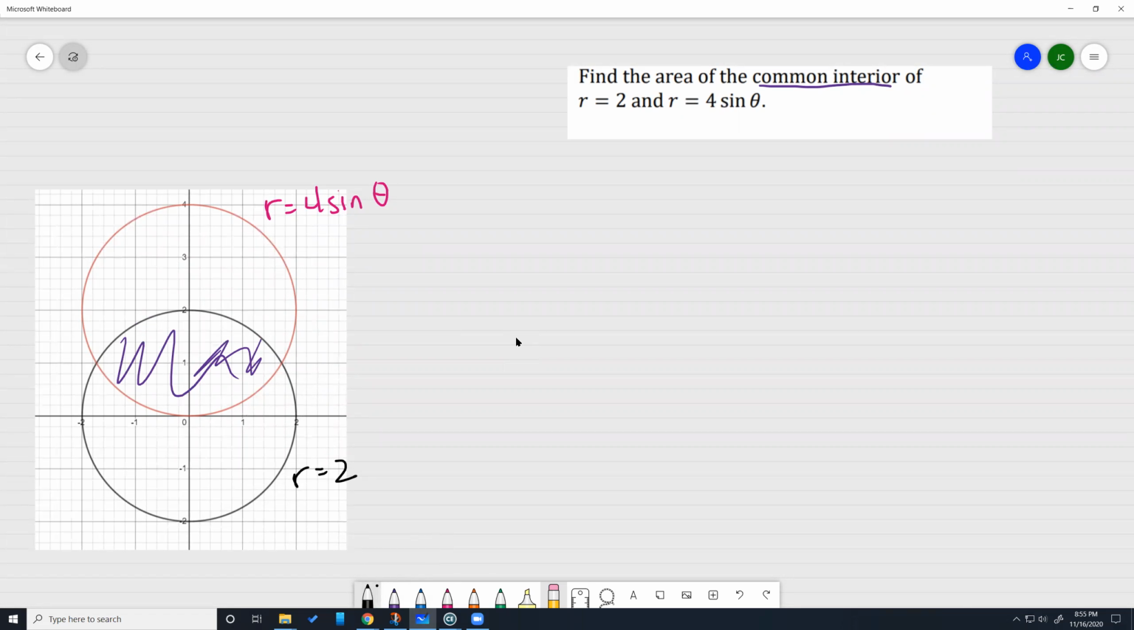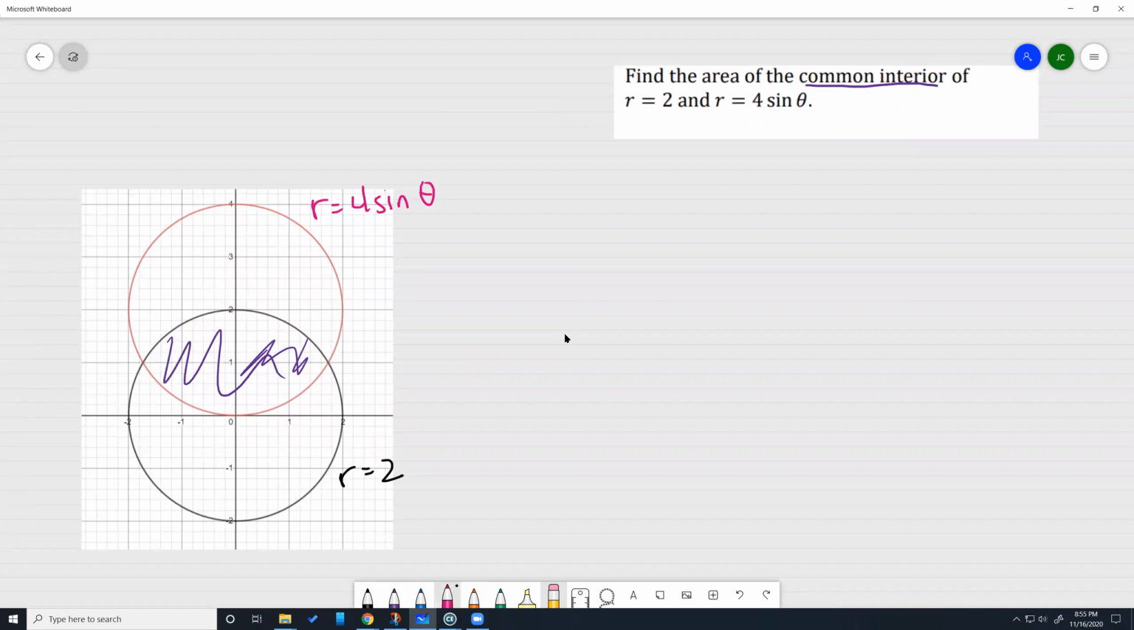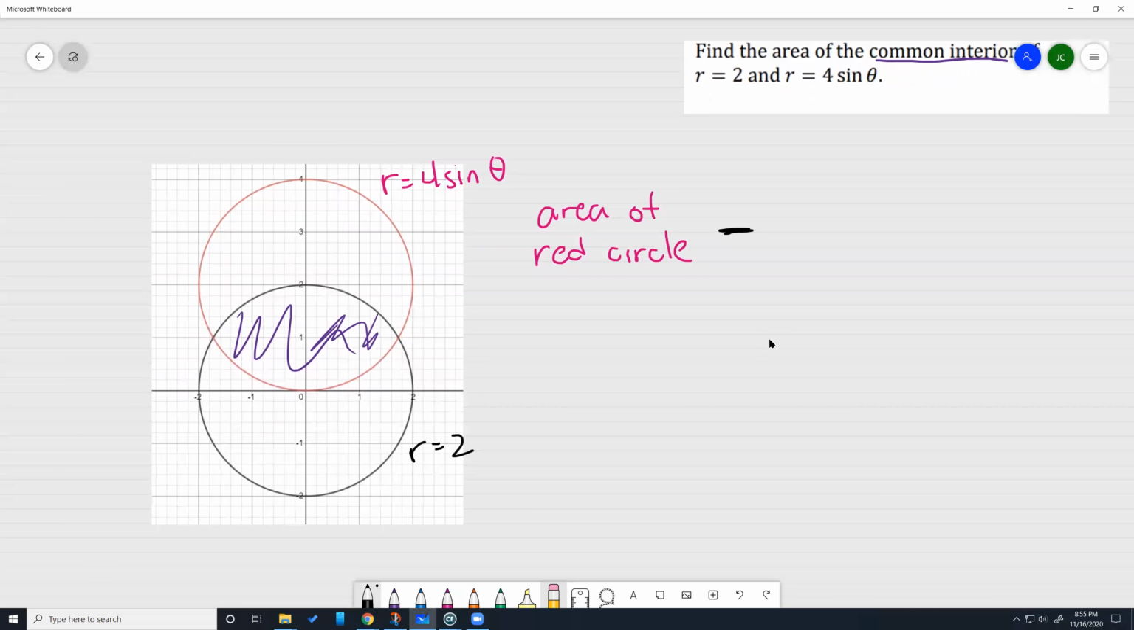This is the easier method, because it only takes one integral to do this problem. So the idea is this: we're going to take the area of the largest circle, the red circle, and then we're going to subtract from this area right here.